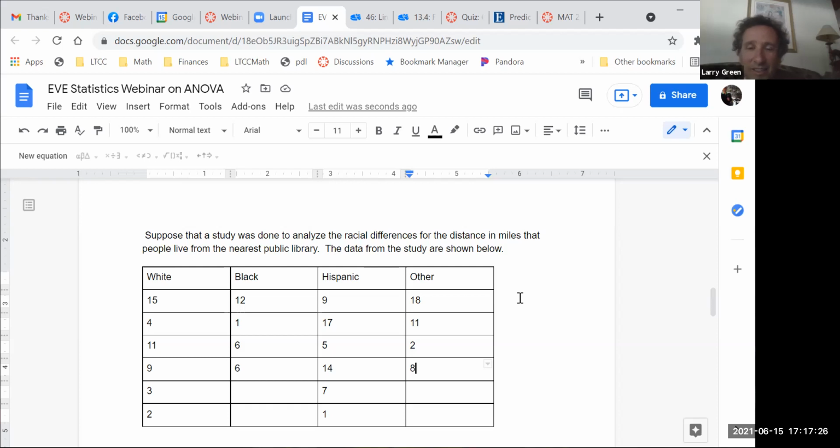So what test? What hypothesis test? Yeah, ANOVA. It's ANOVA because we have 4 different quantitative variables, and we want to find out if their population means are the same or not. Okay, and that's ANOVA. So always the first thing you want to do is decide what test you need to use.